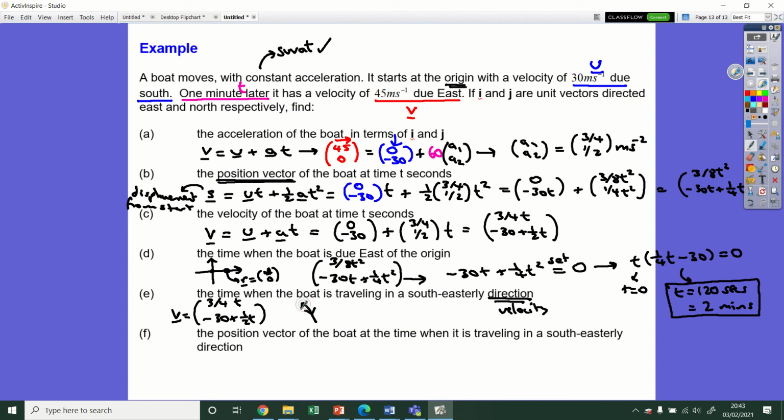Now what that's going to mean is that you've got equal magnitudes on these legs, except the vertical component will be the negative of the horizontal component, or vice versa. So these are going to have opposite signs. So basically you're going to have this component, and then this is going to be the negative of that component for this to work. So what I'm going to do is set the top equal to negative of the bottom. So 3/4 t is going to be the negative of minus 30 plus a half t.